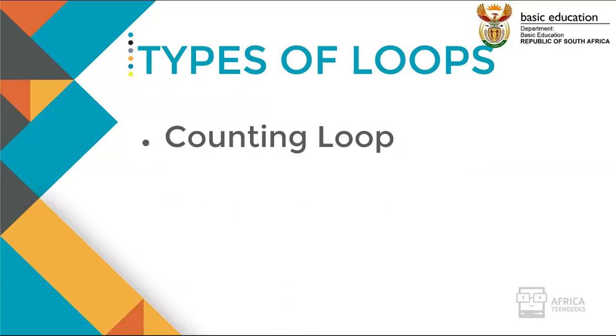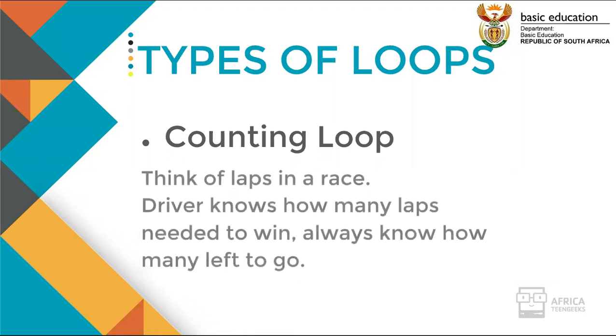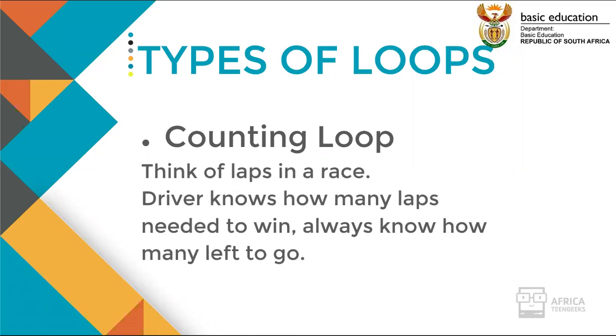The first loop type and the most commonly easy one is the counting loop. The counting loop is suggestive of exactly why it's called the counting loop: it counts, which means when you are using this loop, we need to know in advance how many times we want to run the loop. How many times will the loop work? Now, a good way of thinking of a counting loop is to think of laps in a race.